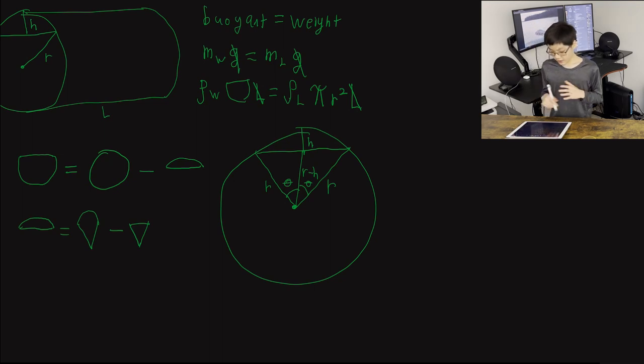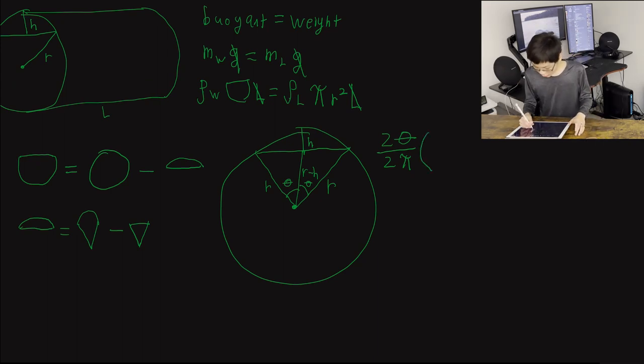Okay, so the angle measure of our circular sector is going to be 2 theta. So 2 theta right here. And I'm going to divide this by the number of radians in a circle, which is just going to be 2 pi. Divided by 2 pi. Okay, perfect. And this is just going to be multiplied by the area of a circle, pi r squared.